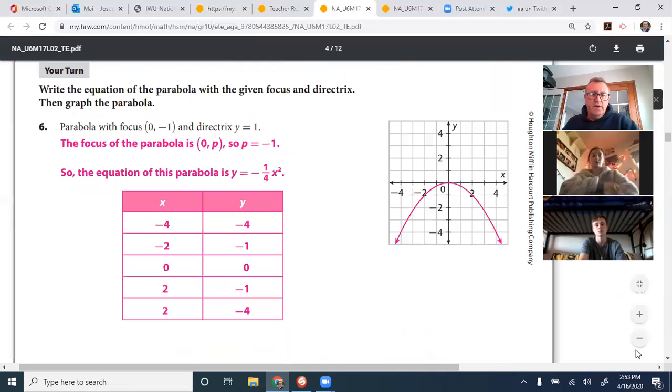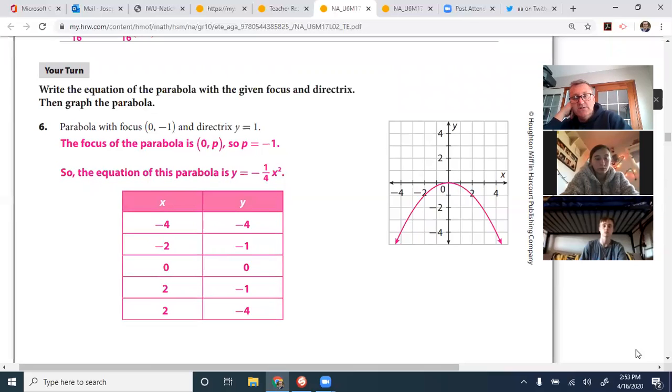All right, so here's a good one. The origin doesn't change, so the origin's still at 0, 0. You can see in pink, that's what my work would be from the book. It opens downward. Why does it open downward? Because the focus is below the origin, at 0, -1.